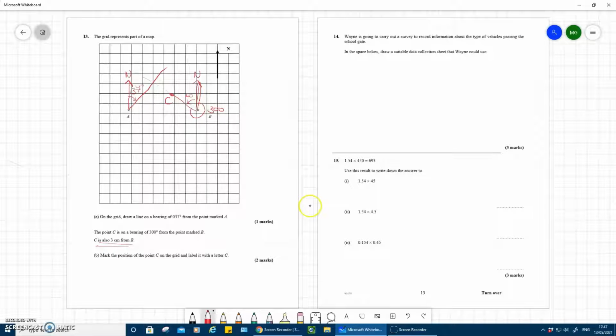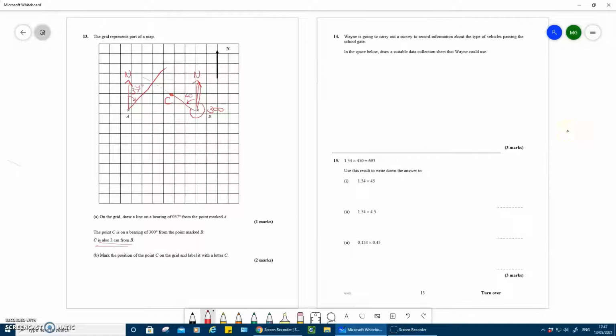Question 14, data collection sheet, type of vehicle. This is actually not on the syllabus anymore, but it's a fairly straightforward question. So we're going to have our options here. We're going to have this vehicle. So we're going to have car, lorry, if you like, van, bus, and always cover your bases. Put an other there.